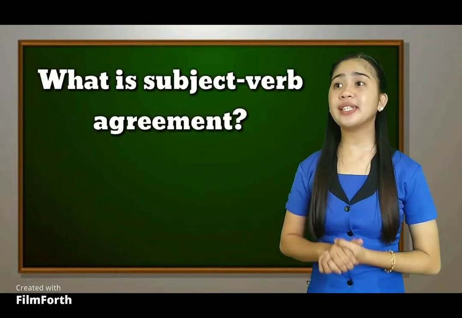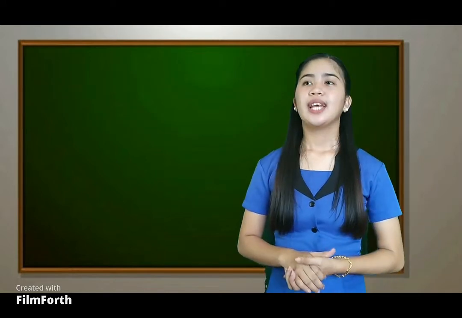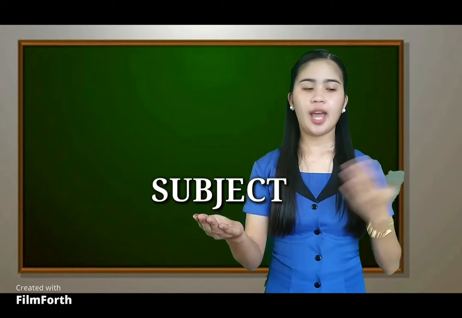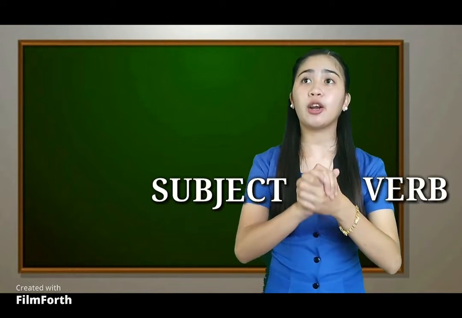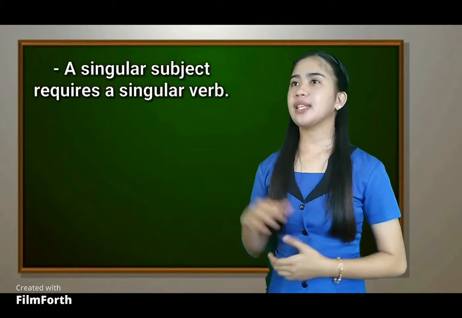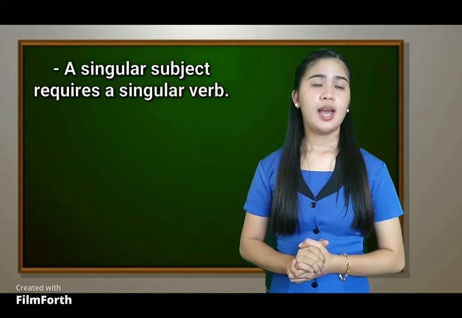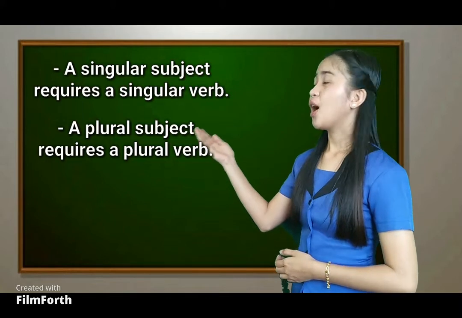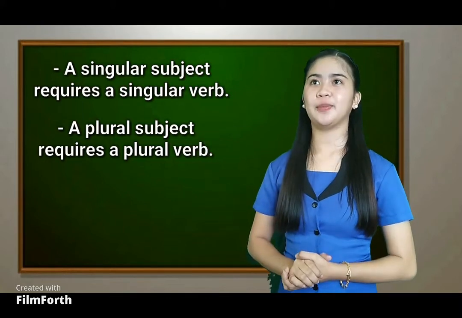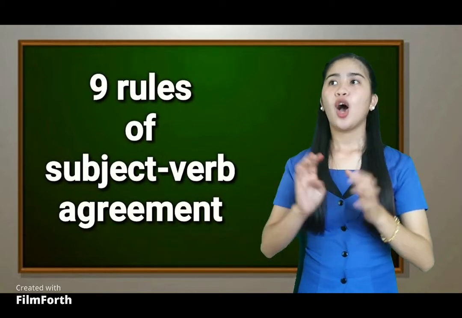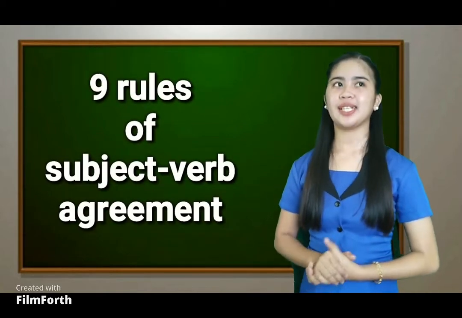How about what is subject-verb agreement? Subject-verb agreement means that subject and verb must always agree in number. A singular subject requires a singular verb, and a plural subject requires a plural verb. Now, let us discuss the 9 rules of subject-verb agreement.